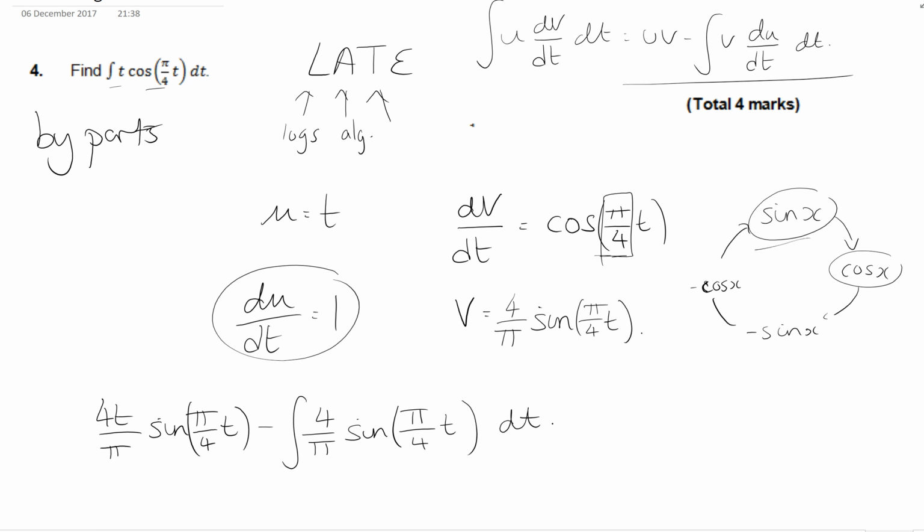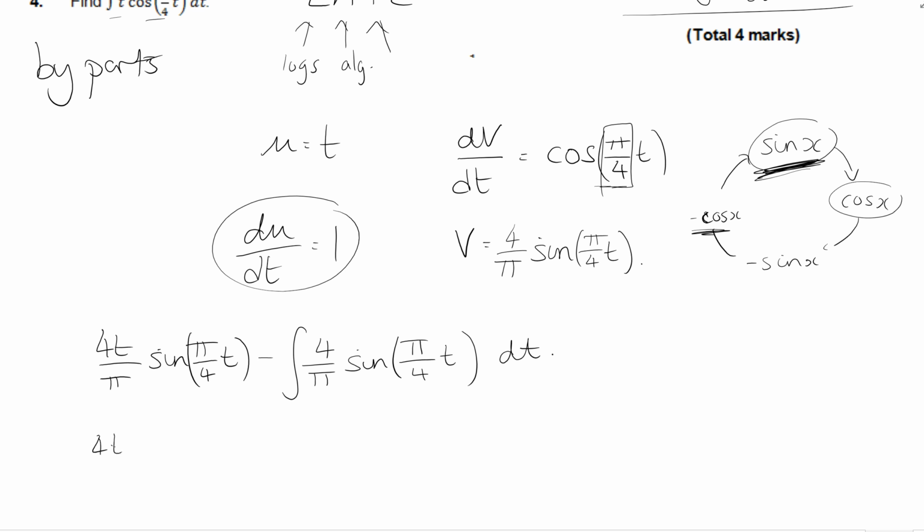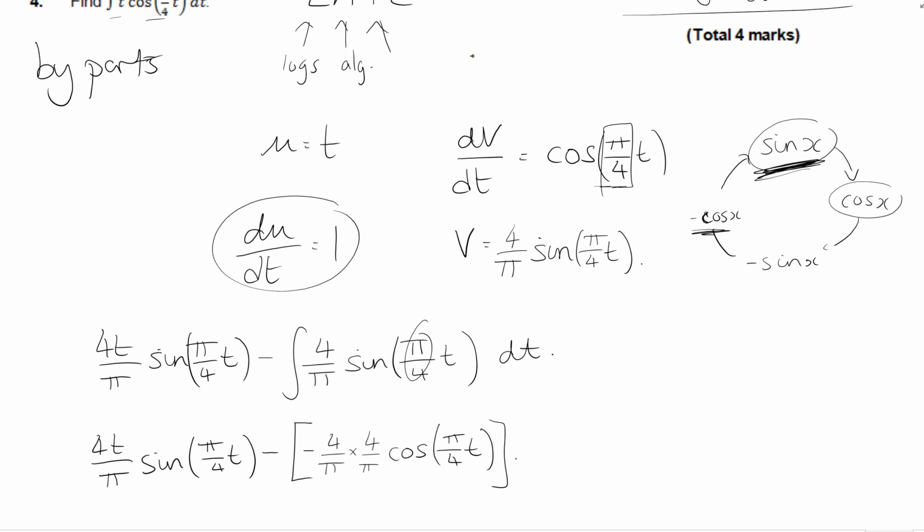So I'm now integrating sine, so that goes to minus cos. So keep this bit the same. So then I've got that minus, and it's going to go to minus cos, so there's going to be a minus. This thing here is still going to be the reciprocal, so we're going to end up timesing 4 over pi that was there before by another 4 over pi. And then I've got my cos pi over 4 t. Okay, and that integration is now done.